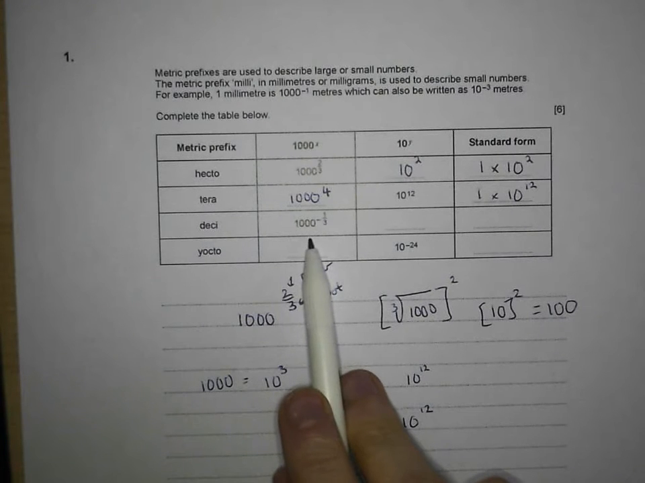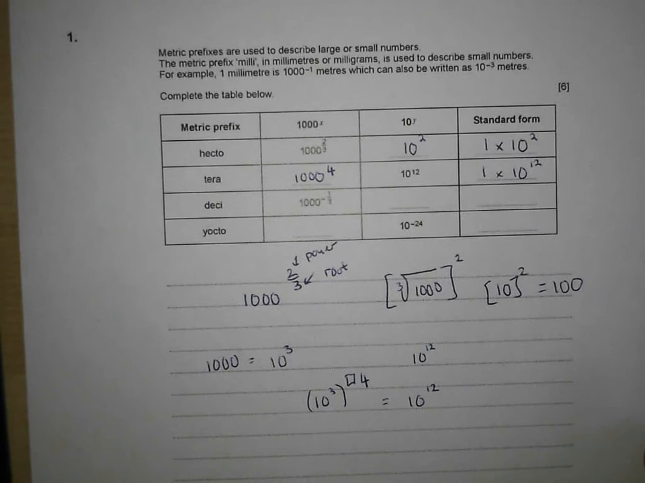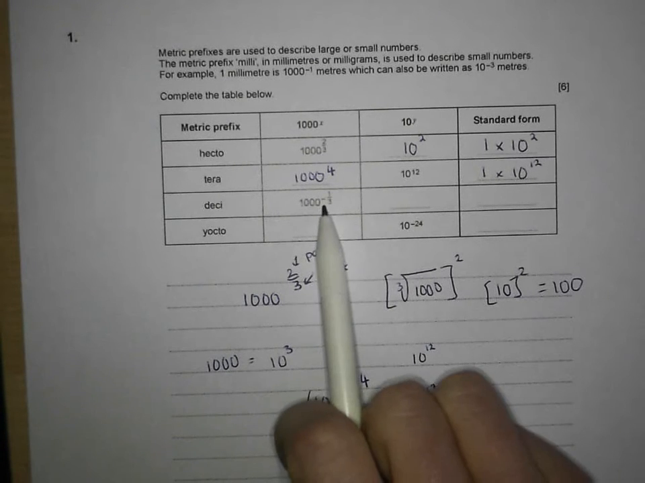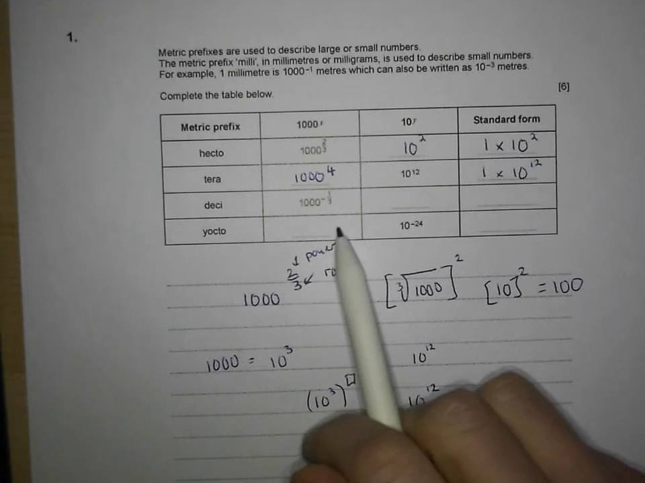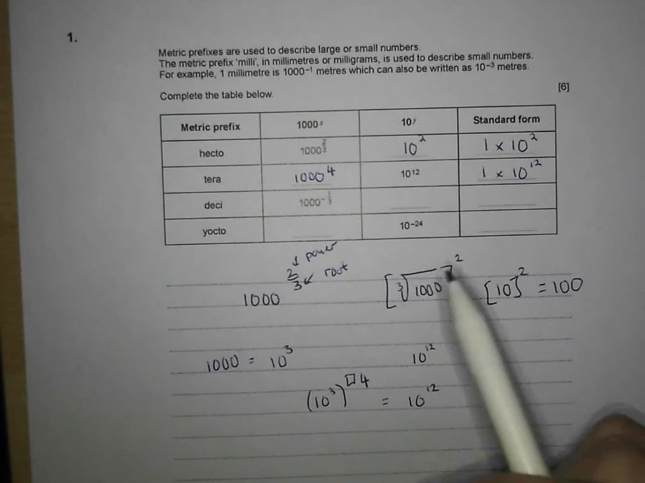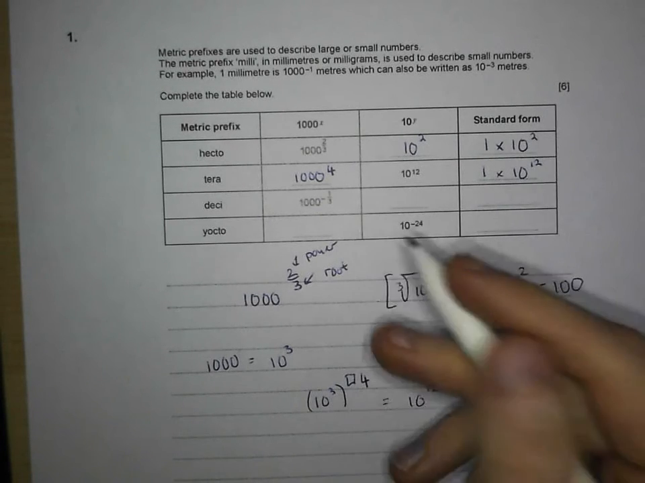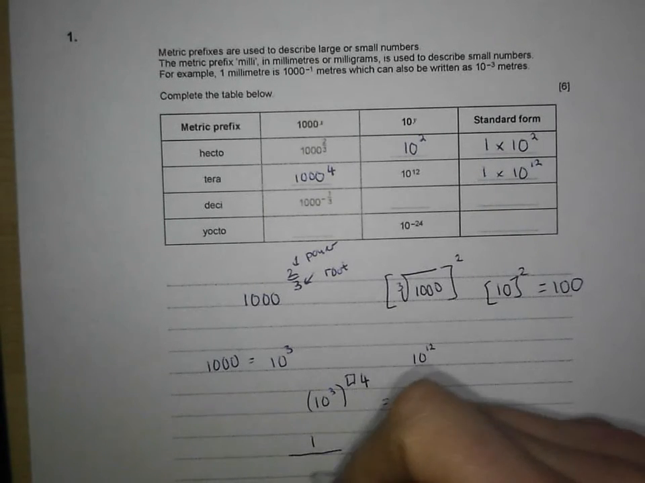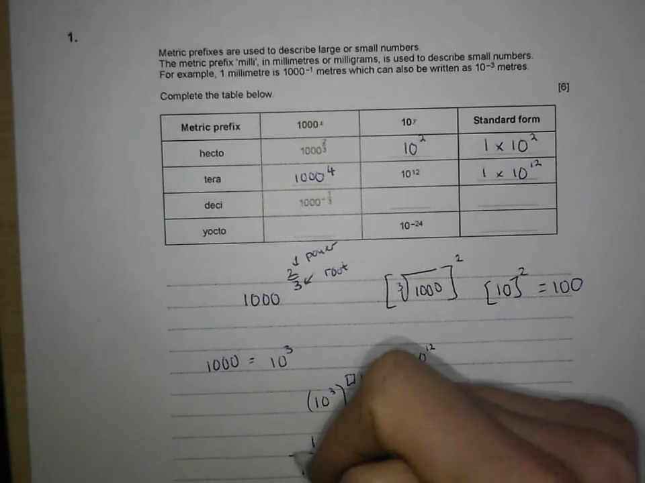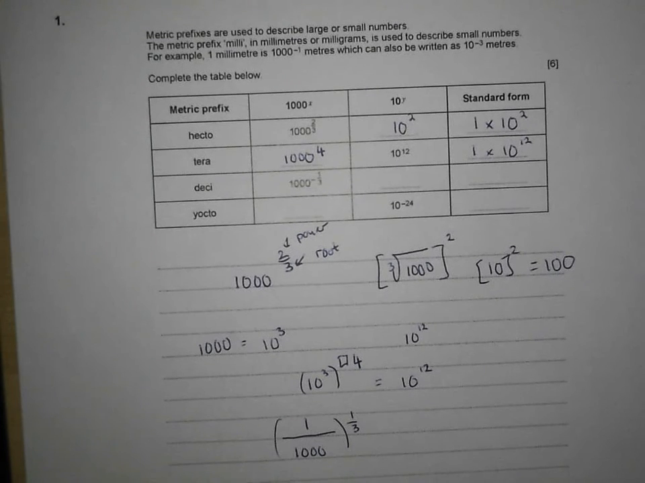Now, what about this? Deci. We've got 1,000 to the power of minus 1/3. I'll tell you what, this question is testing out every single law of indices that there is. So, what does the minus in the power mean? Well, that means the reciprocal. Flip it upside down. So, instead of 1,000 to the power of minus 1/3, we actually have 1 over 1,000 all to the power of 1/3. So the negative bit means reciprocal.